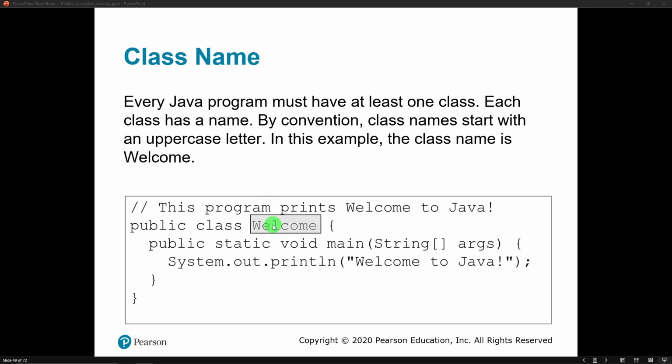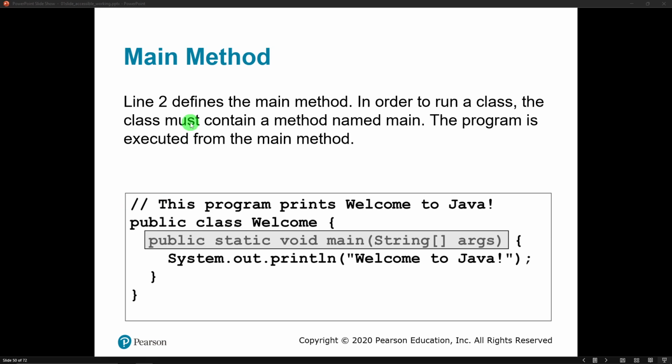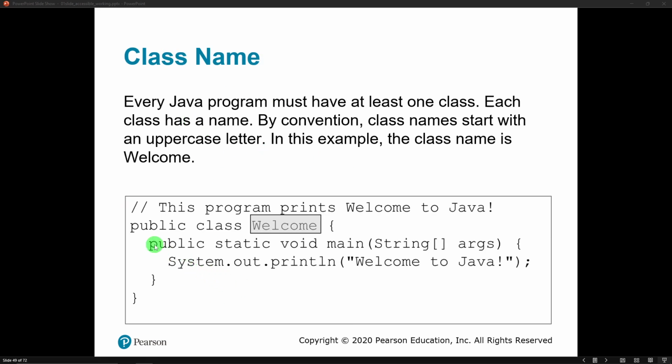I want to point out that inside the class we have a starting curly brace, and at the very end we have an end curly brace. So the class begins here, and it ends at the closing curly brace. Inside of this class, we have a main method.